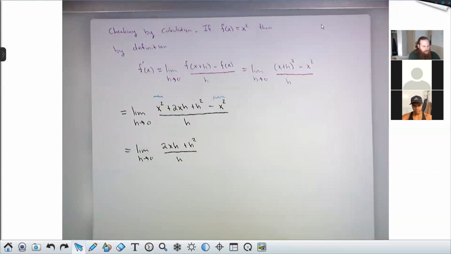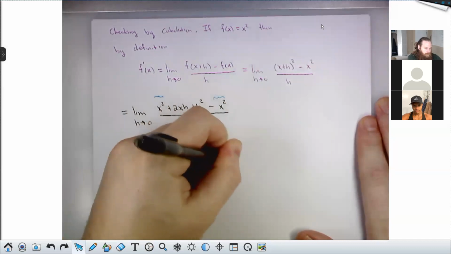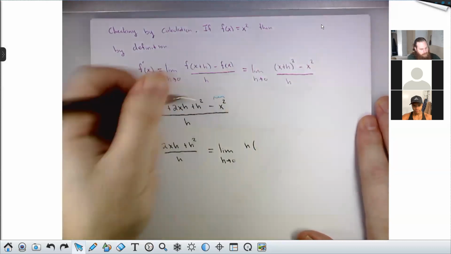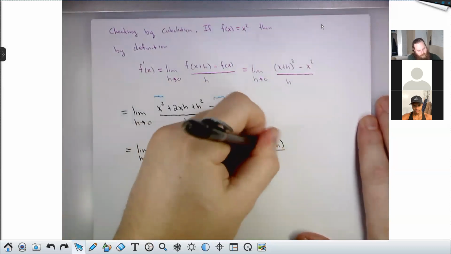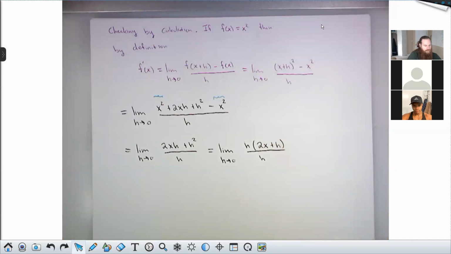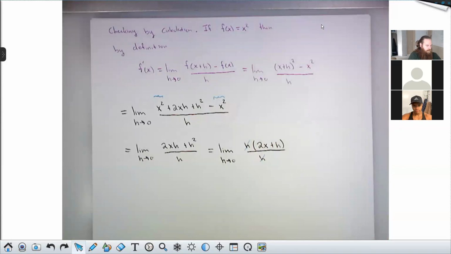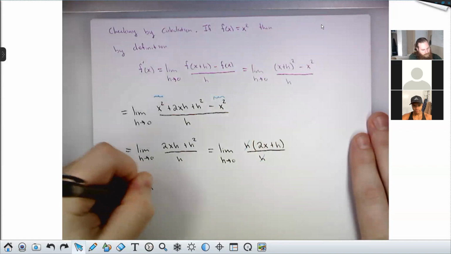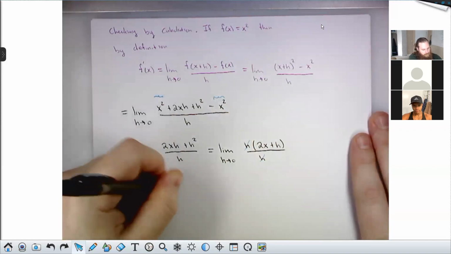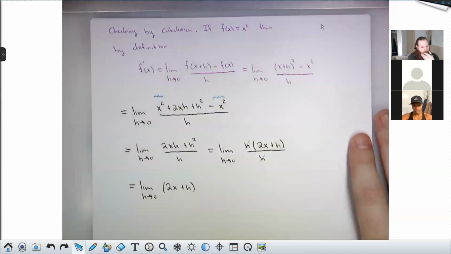I can factor an h from the top. So I'll have the limit as h goes to 0 of h times 2x plus h, all over h. And now these h's are like, let's get out of here. And we're like, okay. So what's left is the limit as h goes to 0 of 2x plus h. The denominator, when you cancel the h's, becomes 1.